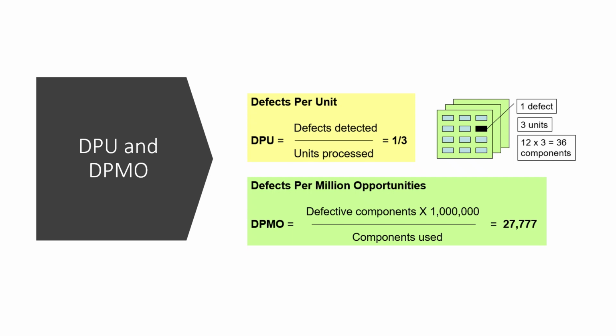In this example we have 1 defective component in 3 boards, so DPU is 0.33 defective components per board. When we measure in DPMO we must define the OFEs, opportunities for error, of the process we are dealing with. In the component placement process, OFEs equals number of components placed. In the soldering process, OFEs equals number of solder joints soldered. In our example DPMO is 27,777 defective components out of every million placed.